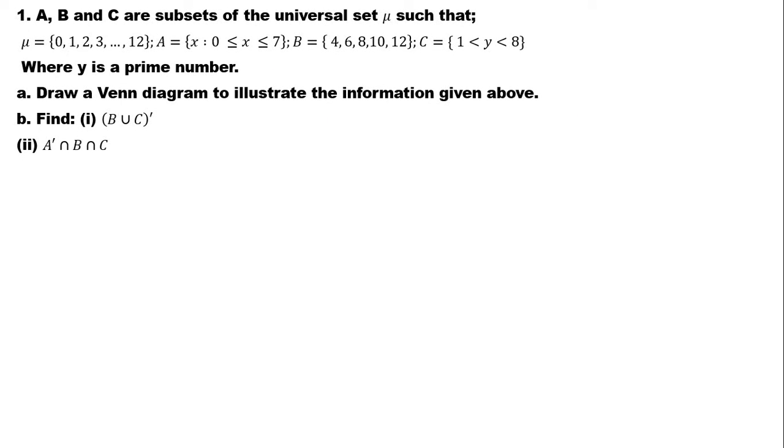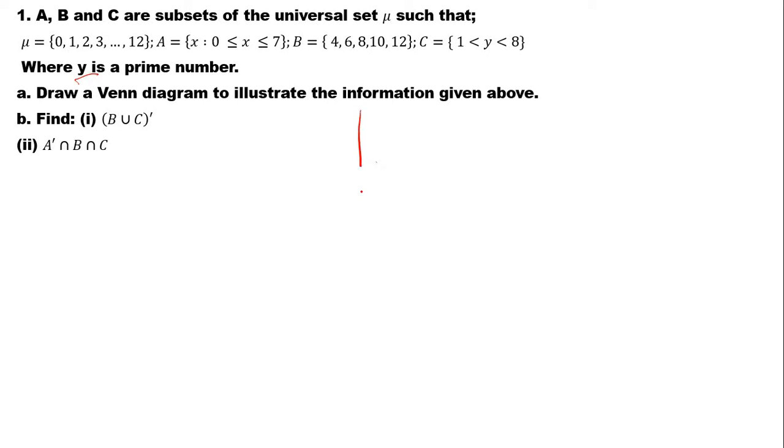So here is my first question. I have A, B, C subsets of the universal set, and our universal set contains elements from 0 to 12. Set A contains elements from 0 to 7. Set B, we have 4, 6, 8, 10, and 12 in it. Set C, Y is a prime number. It is stated there that Y is a prime number, meaning that we are looking for prime numbers between 1 and 8. So let's kick it off.